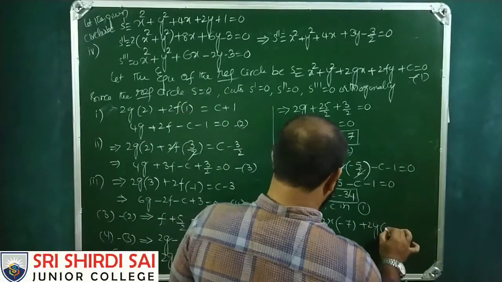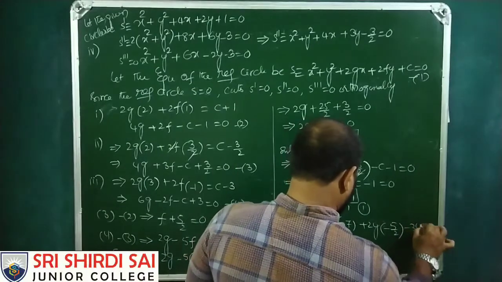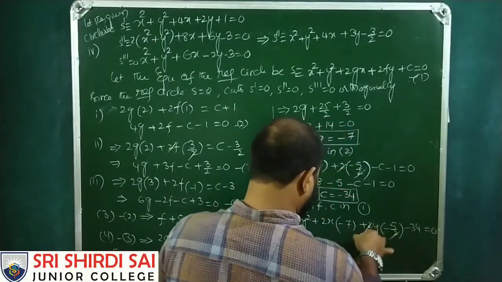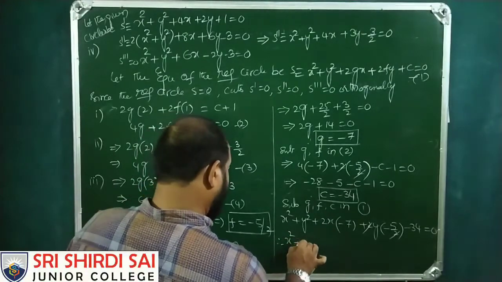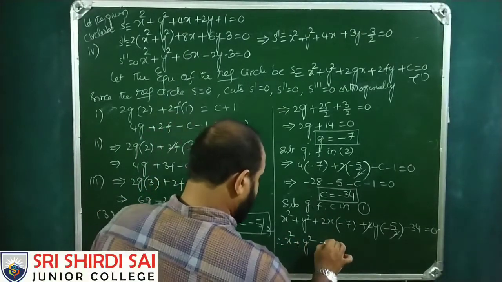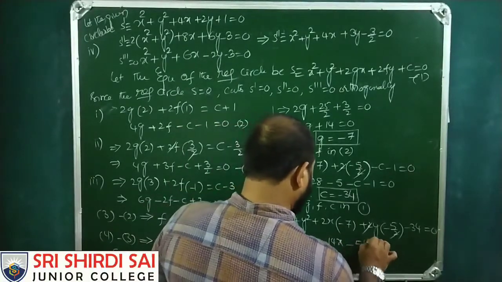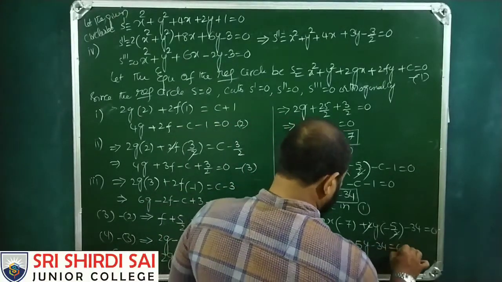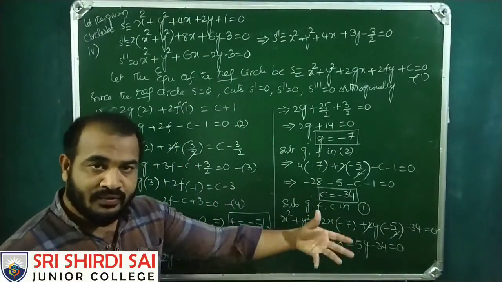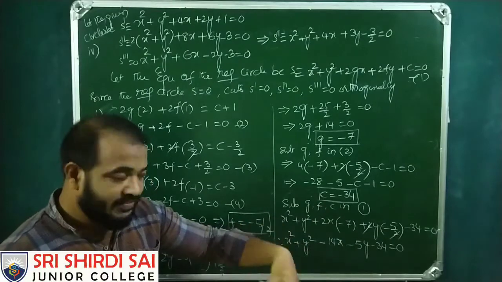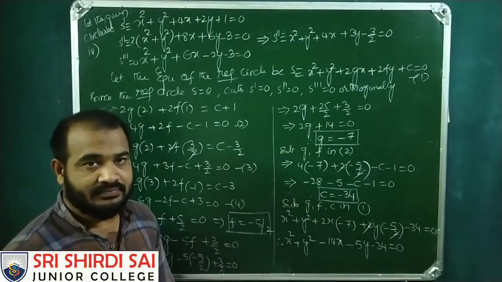Minus 5 by 2. C value is minus 34 equals to 0. 2 gets cancelled. Therefore x square plus y square minus 14x minus 5y minus 34 equals to 0. This is one method, and let us try to solve this problem in the present method that we are discussing, through the radical axis, radical center type.